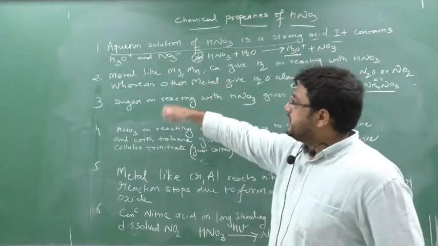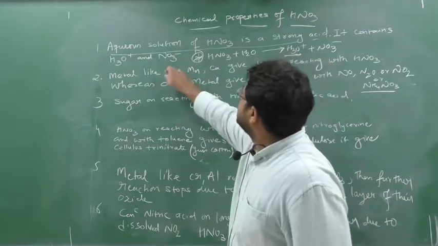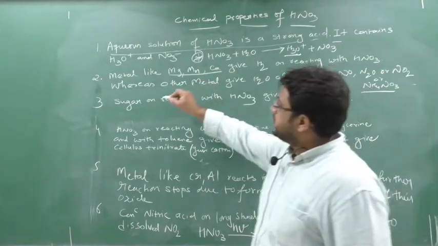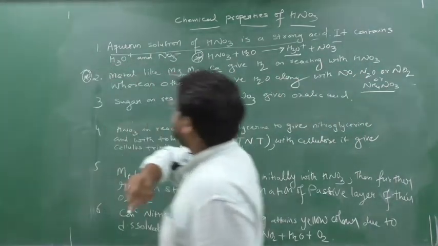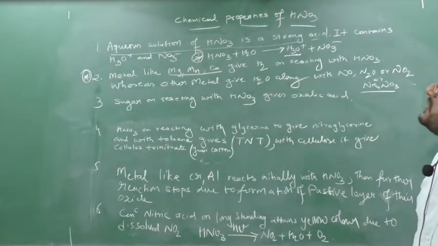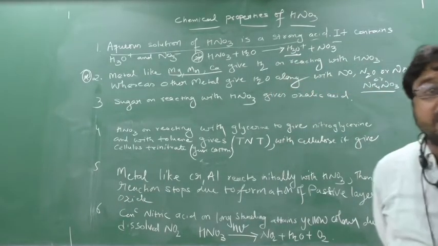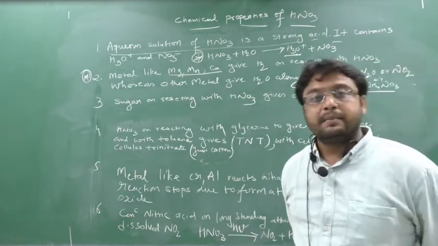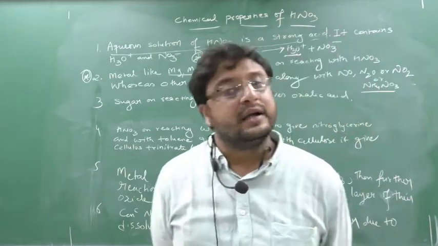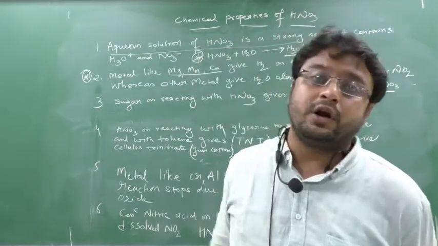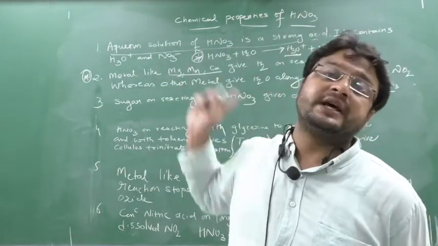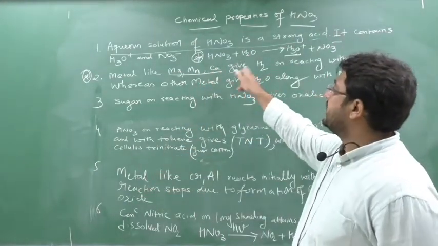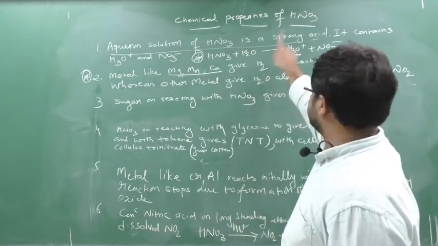But there are certain active metals like Mg, Mn, Ca. This is a very important MCQ. When these react with nitric acid, it will yield hydrogen gas plus metal nitrate. But with other metals like copper and zinc, it will not give hydrogen gas. Instead of hydrogen gas, it will give water and extra oxides. But with metals like Mg, Mn, Ca, nitric acid will give hydrogen gas. You have to remember this.